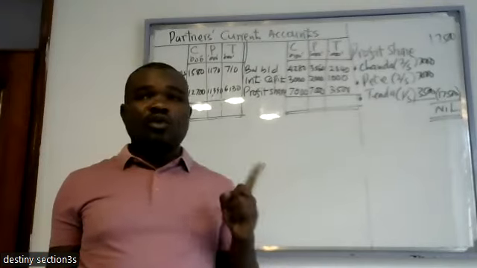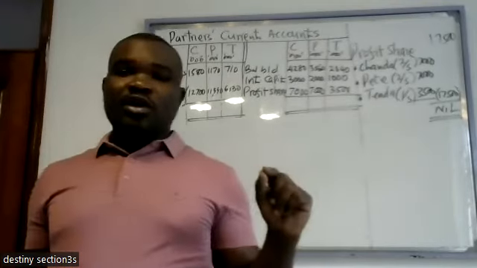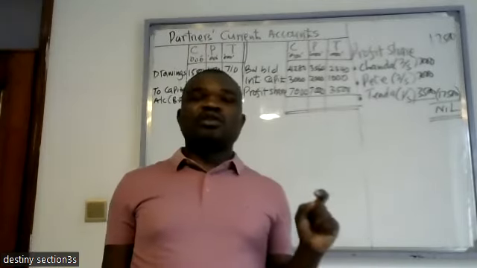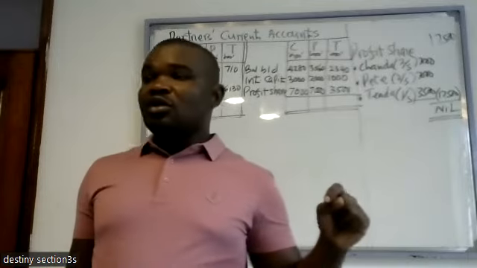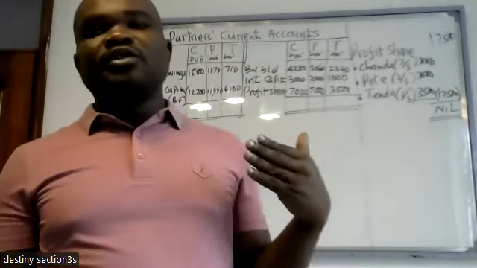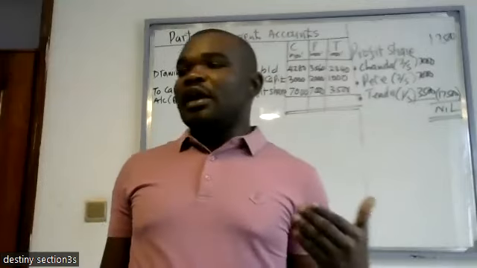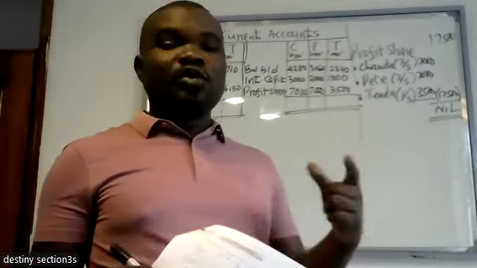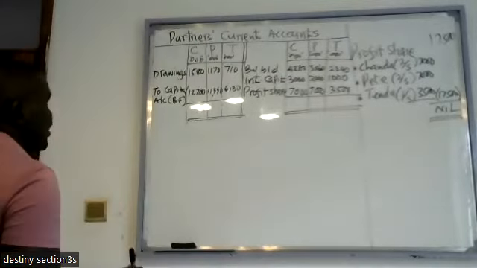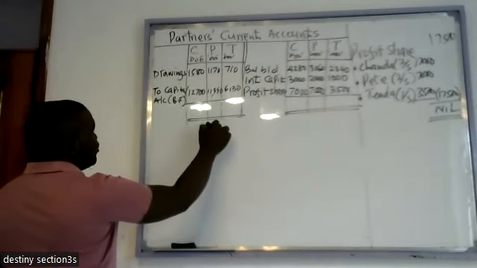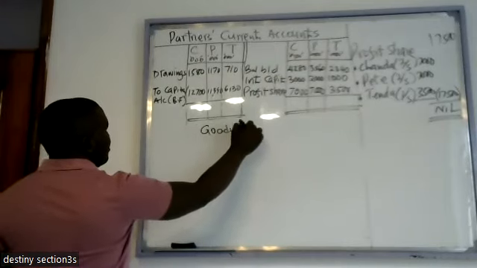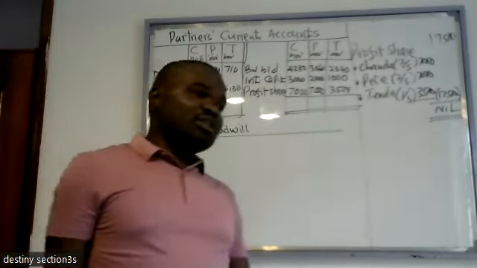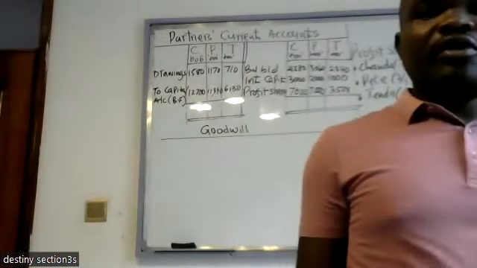But I always prefer doing one more working, goodwill. Whenever you are converting, it's like a new acquisition. And on acquisition, from our group perspective, there is always that goodwill element. So I want us to calculate goodwill arising on the conversion. Let's have the workings in here, call it goodwill. When you're converting the partnership to a limited company, it's like the limited company is acquiring the partnership.